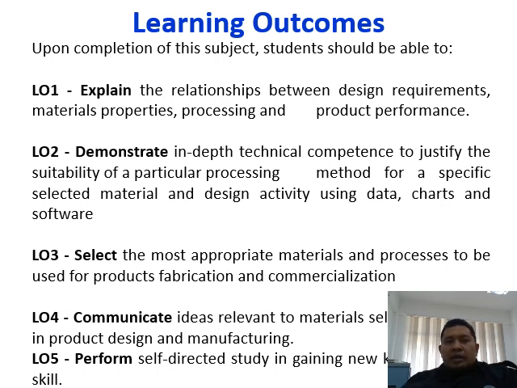Okay, and then for LO3, can select the most appropriate materials and processes to be used for fabrication and commercialization. Here we're talking about mass production. So you need to use the highly optimized process, the lowest cost, the most efficient, the most reliable, so that you can make the product in batches. So I'm talking about batches of not 10, probably 1,000, probably 10,000, and many more, because you are talking about manufacturing.